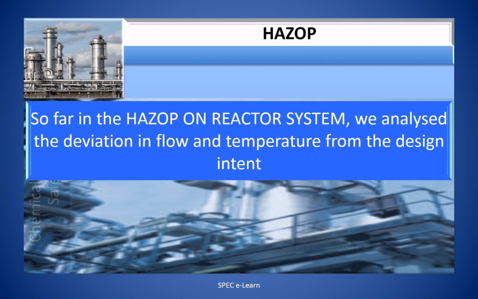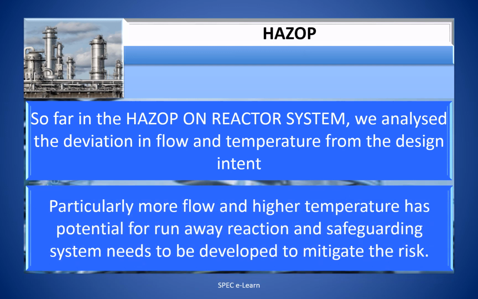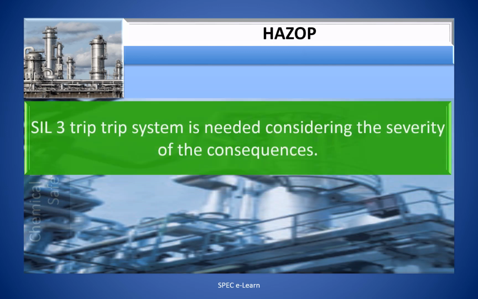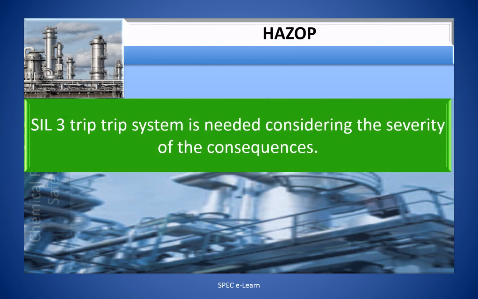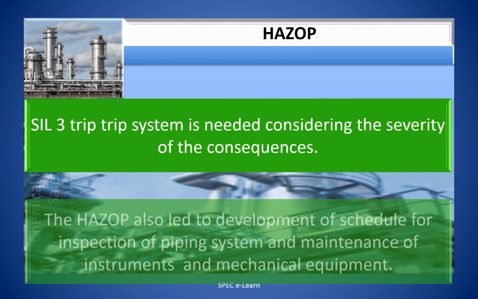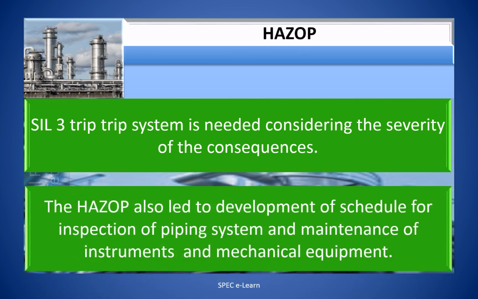So far, in the HAZOP reactor system, we analyzed the deviation in flow and temperature from the design intent. Particularly, more flow and high temperature has potential for runaway reaction, and safeguarding system needs to be developed to mitigate the risk. A SIL 3 system is needed considering the severity of the consequences. The HAZOP also led to the development of schedule for inspection of piping system and maintenance of instruments and mechanical equipment.